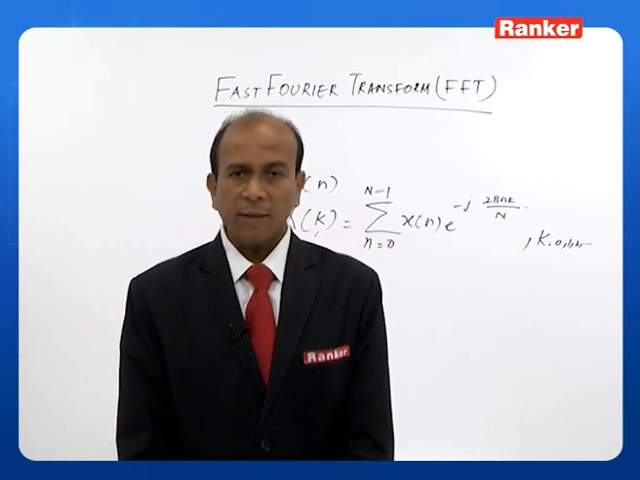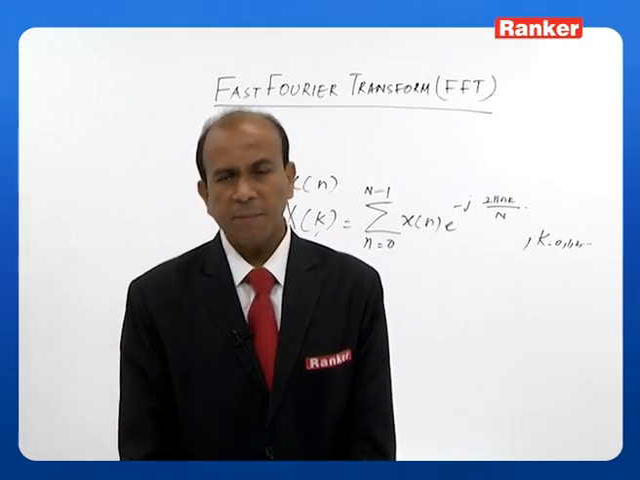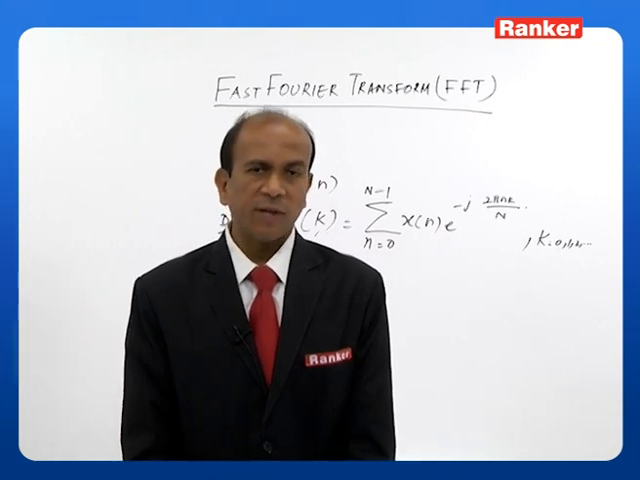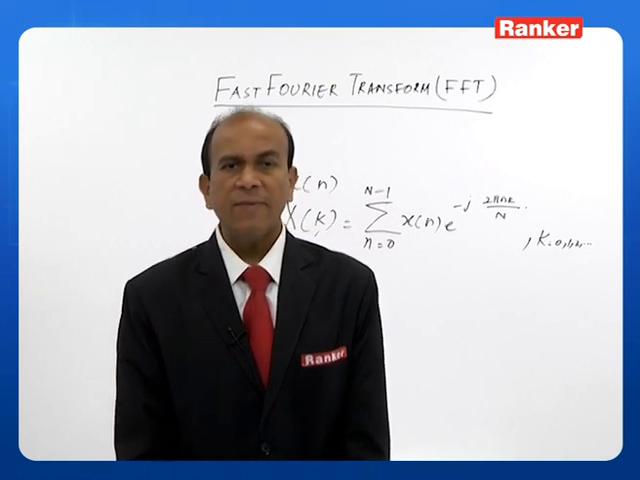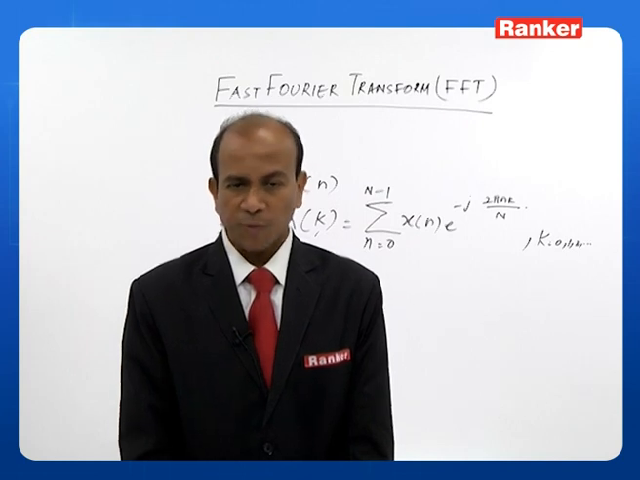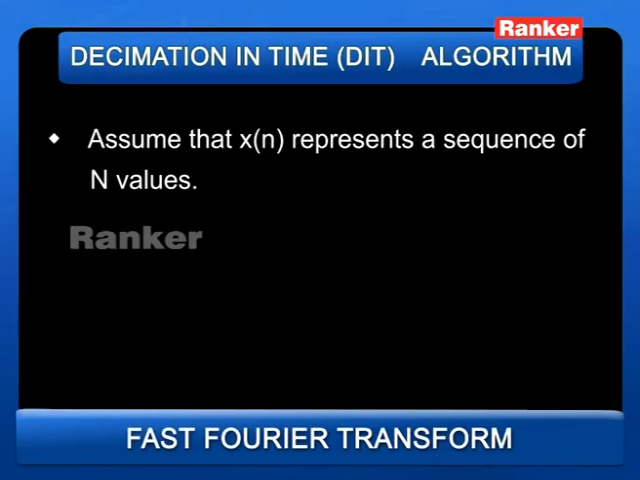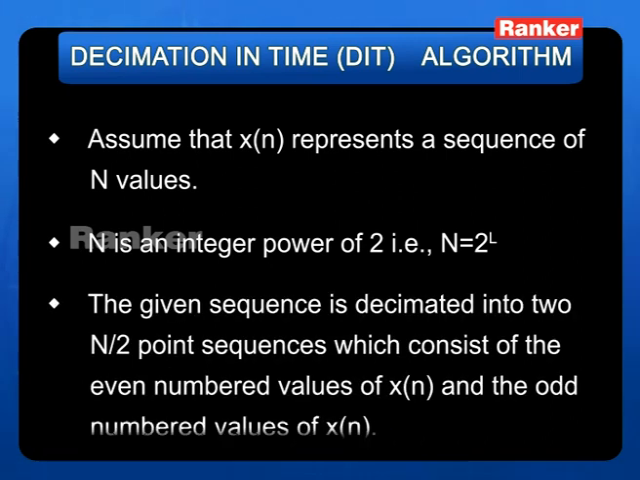Then another algorithm which we use is called the decimation in time algorithm. This is similar to the fast Fourier transform algorithm which we have seen, the radix algorithm, where we identified a radix for a system. Here we identify how we can do decimation in time. This algorithm is as follows. Assume that x of n represents a sequence of n values. Then n is an integer power of 2, that is n is equal to 2 to the power of L. The given sequence is decimated into two n by 2 point sequences, which consist of the even numbered values of x of n and the odd numbered values of x of n.